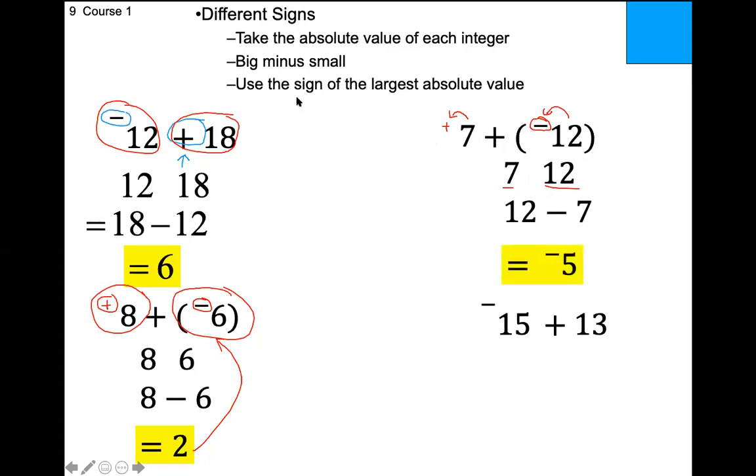We go back to the original problem. We have more negative coins or more positive coins? Well, there's way more negative coins. Therefore, the answer is negative.